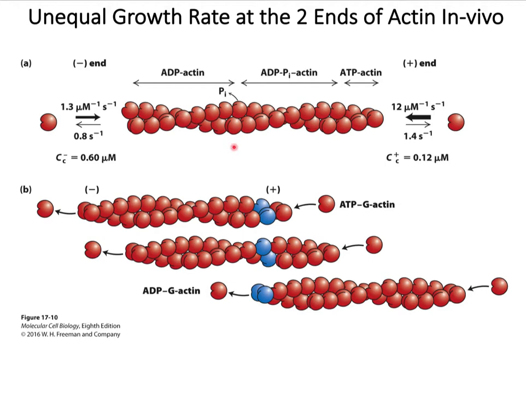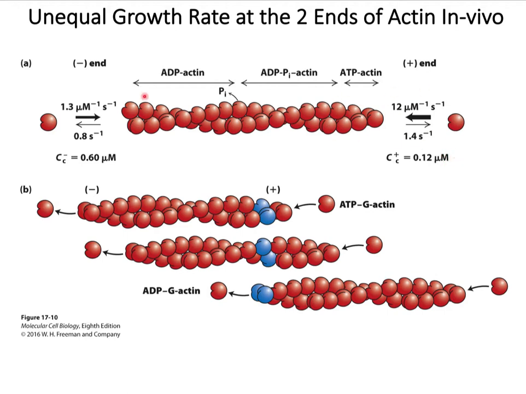But what is the implication of these association and dissociation rates for actin dynamics? At the plus end, the critical concentration, denoted Cc plus, is 1.4 subunits per second over 12 subunits per second. That is 0.116, rounded to 0.12 micromolar. So above this concentration, G-actin is added to the plus end and it grows.